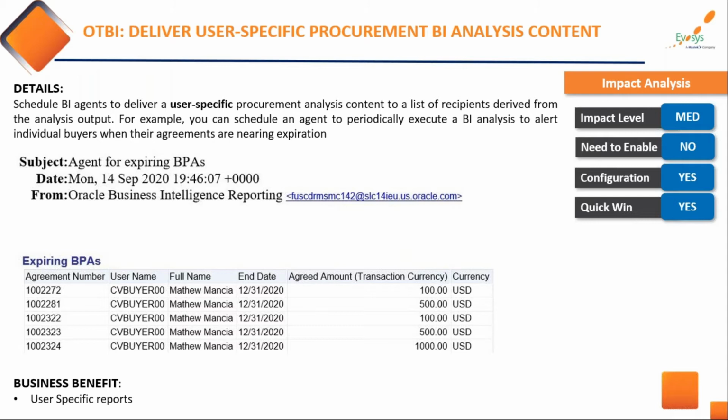need to create any specific customization or any specific coding that would be required to trigger the reports specific to a user. Instead, we could focus on the buyers which have been automatically derived as a part of analysis, and the analysis would be sent automatically to that specific buyer. Overall business benefit would be we could now have user specific reports. It does require a small configuration and does not require any specific enablement.